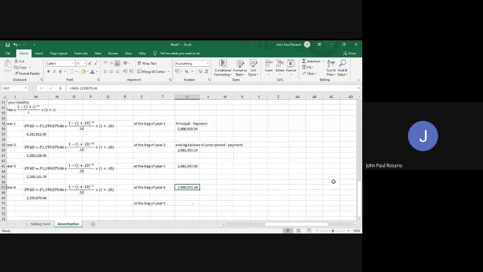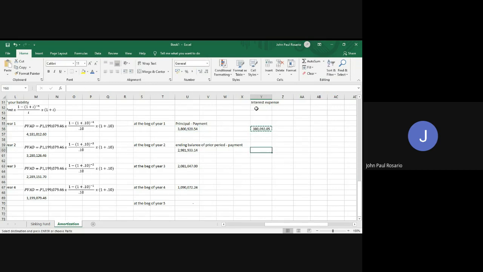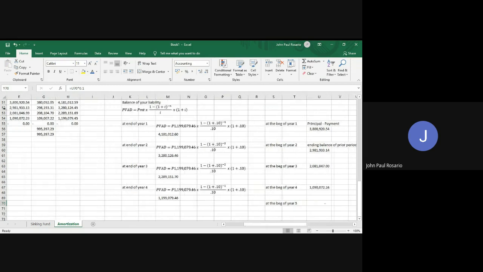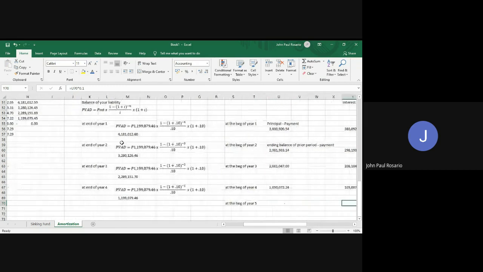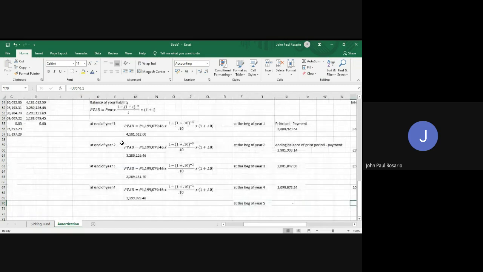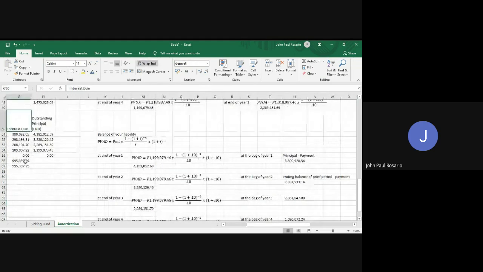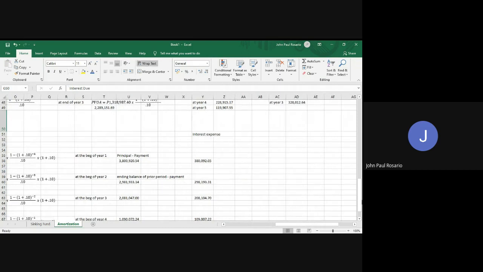Now the interest expense would be based on our beginning balances at the beginning of the period. So that one, for year 1, for year 2, for year 3, year 4, and year 5, which is equal to here. So 380, 298, 208, 109, 007 is this column, the interest due.